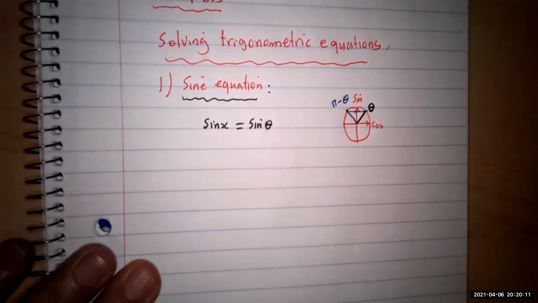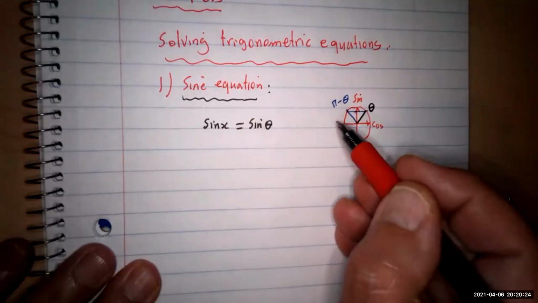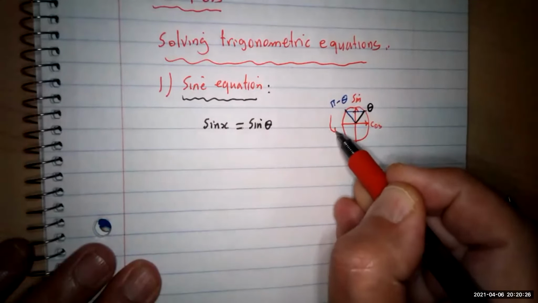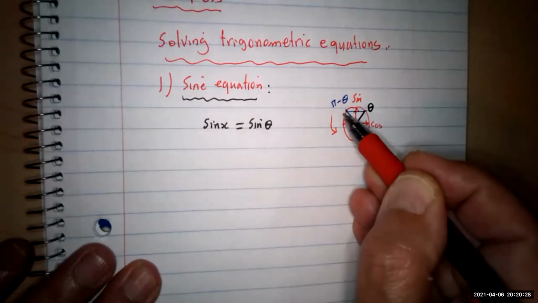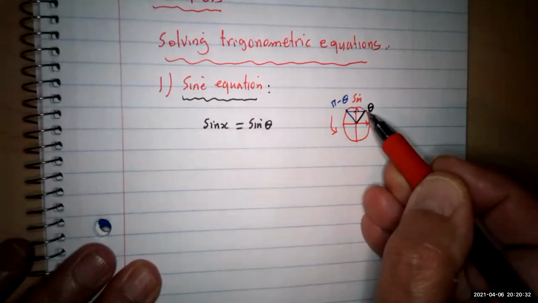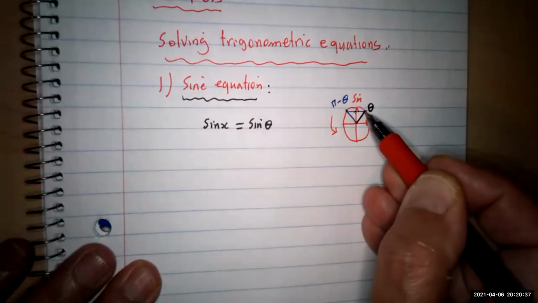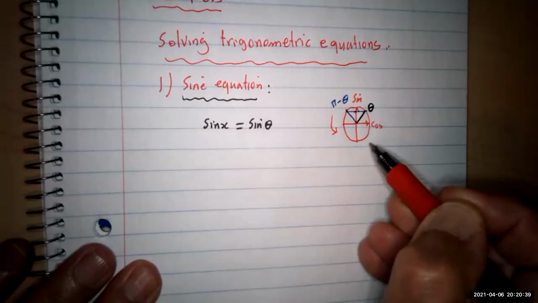Okay, those reference angles, if you like. So this already gives two solutions, theta and pi minus theta. But remember, the sine is a periodic function. So if you go around the circle once, you get 2 pi plus theta. You go around once, then you arrive at theta again, and you can continue forever.